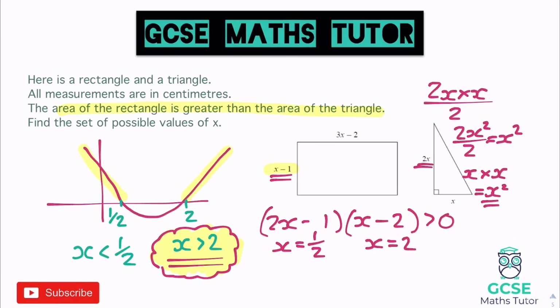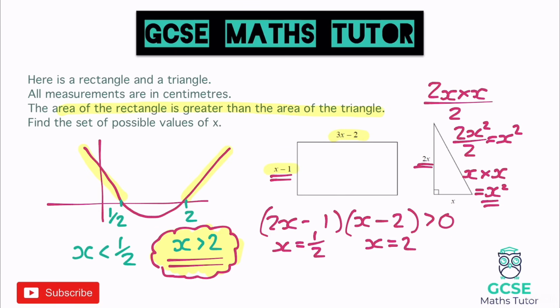Just having a look at the other two, it works on both lengths of the triangle, and it actually doesn't work on the length of the rectangle either, does it? Because we've got 3x minus 2 there. 3 times a half is 1.5. Take away 2 is negative a half. So yeah, it doesn't work within the rectangle at all. But there we go. That's our solution for that one. x has got to be bigger than 2. And we're going to have a look at our last question now.